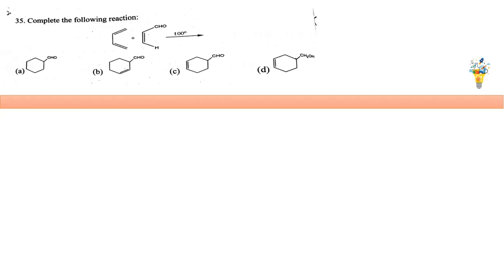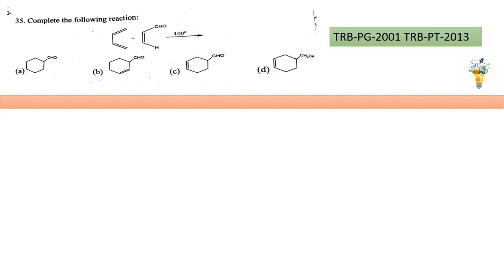Next question. Complete the following reaction. Butadiene and a dienophile with an aldehyde group are given, at 100°C, so it is a thermal reaction. This question was asked in TRB PG 2001 and TRB Polytechnic 2013. Various options are given.